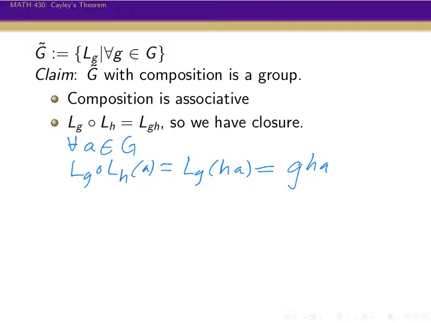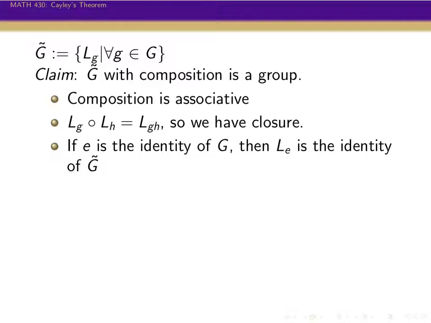And note that this is the same thing that we would get if we applied the map L sub gh onto a. And so since this works for any element of G, the two maps L sub g composed with L sub h and the map L sub gh send all the elements a to the same place. And so they are the same map. If the two maps match where they send things in the domain to the range, then they are the same map.